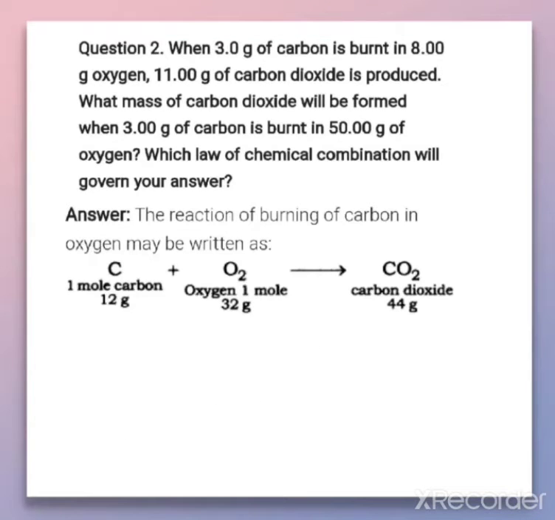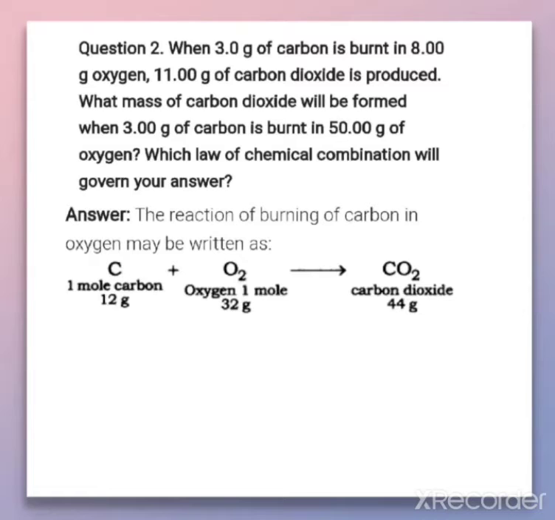Question number 2. When 3 gram of carbon is burnt in 8 gram of oxygen, 11 gram of carbon dioxide is produced. What mass of carbon dioxide will be formed when 3 gram of carbon is burnt in 50 gram of oxygen? Which law of chemical combination will govern your answer? This is question number 2.